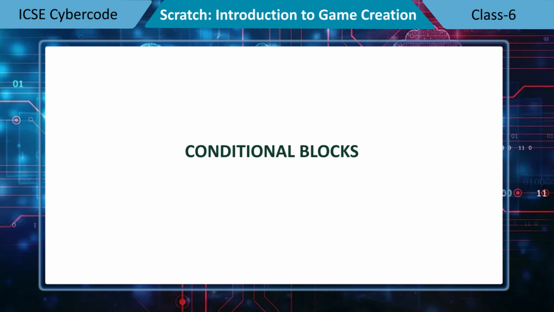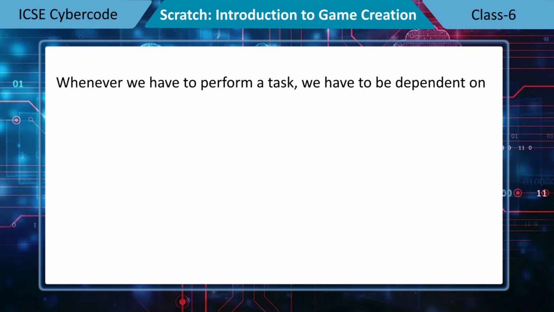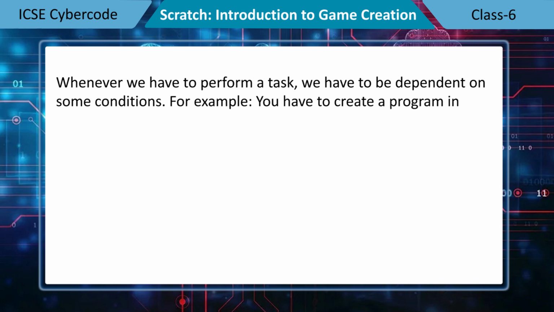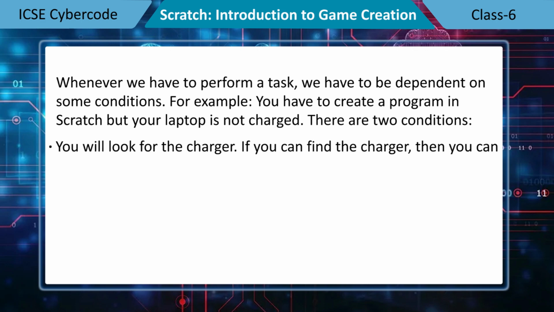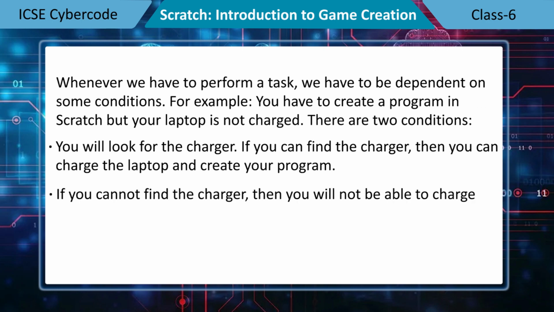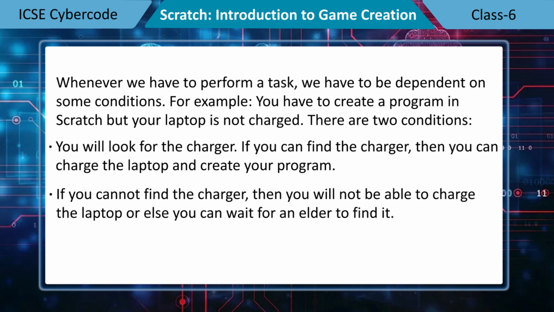Conditional blocks. Whenever we have to perform a task, we have to be dependent on some conditions. For example, you have to create a program in Scratch but your laptop is not charged. There are two conditions. You will look for the charger. If you can find the charger, then you can charge the laptop and create your program. If you cannot find the charger, then you will not be able to charge the laptop, or else you can wait for an elder to find it.